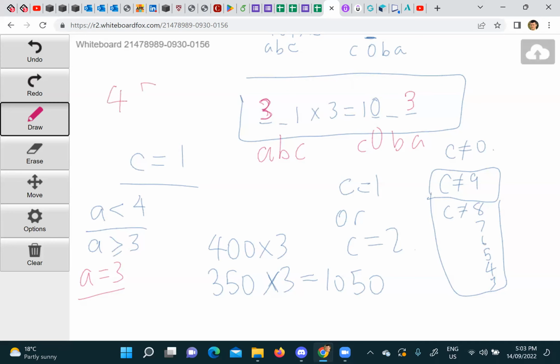Why can't it be 7, 8, or 9? Because 7 times 3 equals 21, and 9 plus 2 equals 11. Okay, good. So if you got 7, then it's gonna give you 1100 and something, right? So if this is gonna work, it has to be 4, 5, or 6. There's only 3 things to try now.